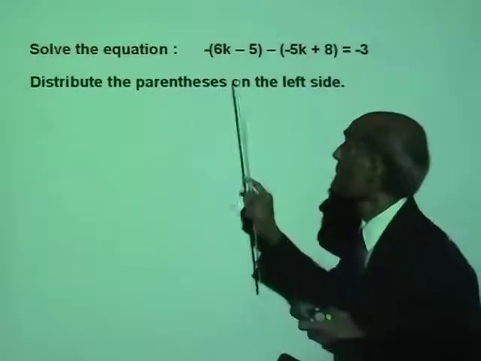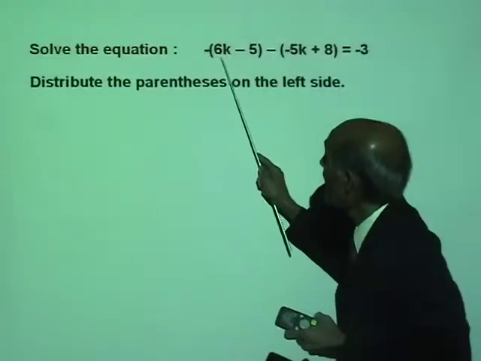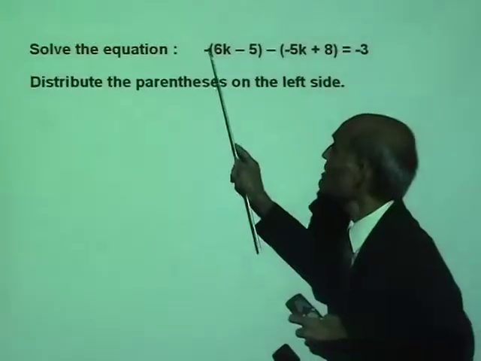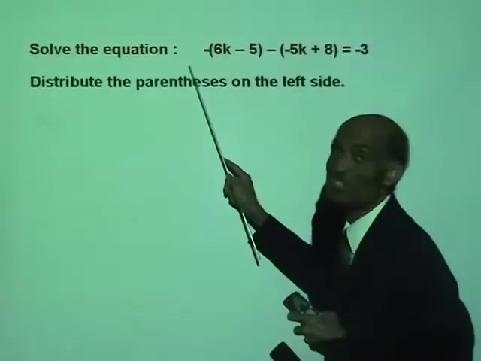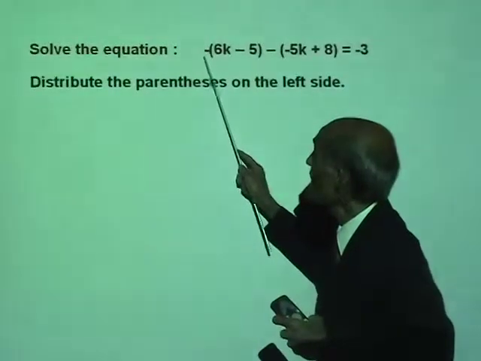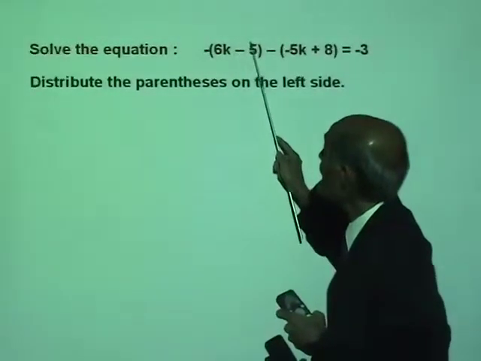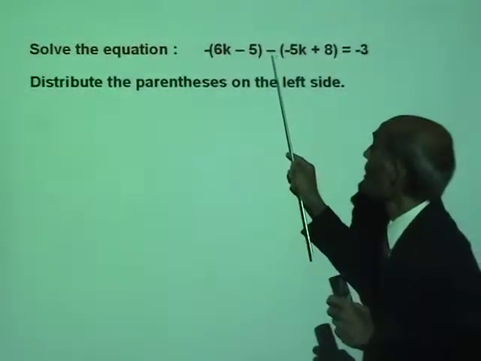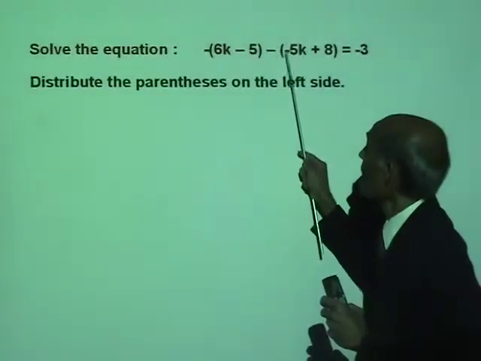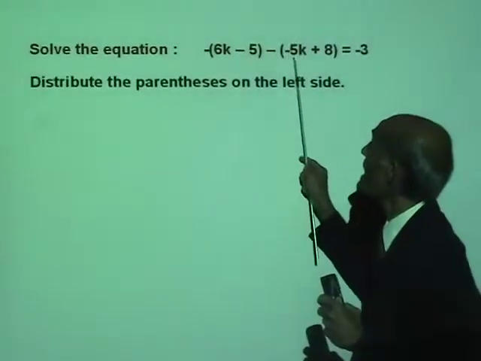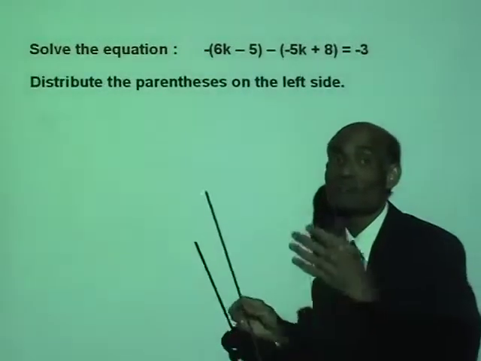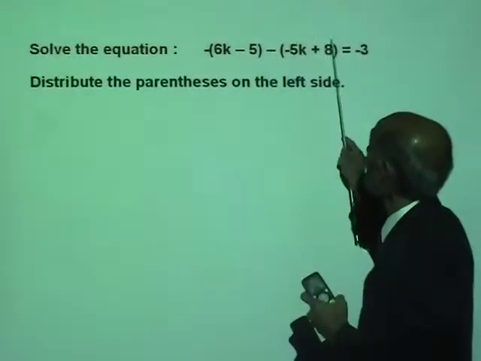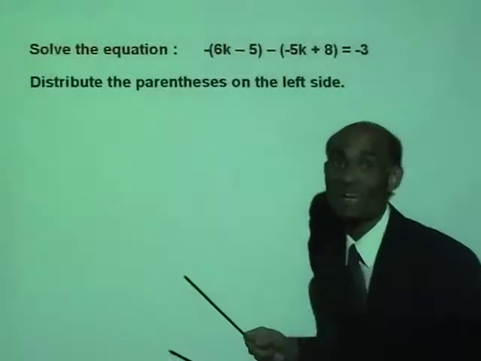Can you try that on your own? Just do it mentally first. Negative 1 multiplied by 6k is negative 6k. You can write it along with me. So negative 1 times 6k is negative 6k. Negative 1 multiplied by negative 5 is positive 5. Now come to the next one. This is a negative 1. Negative 1 multiplied by negative 5k. Negative times negative becomes positive. That would be a positive 5k. And a negative 1 times a positive 8 is a negative 8.